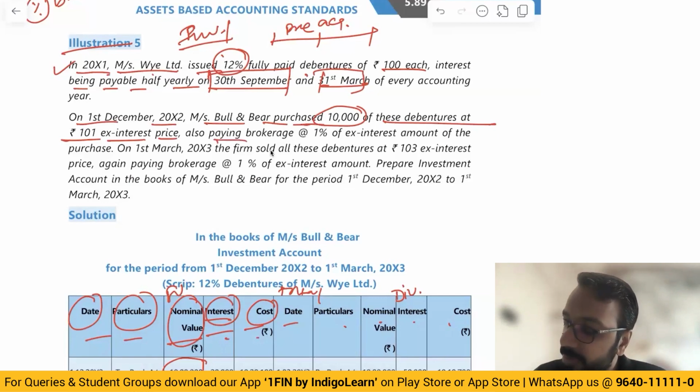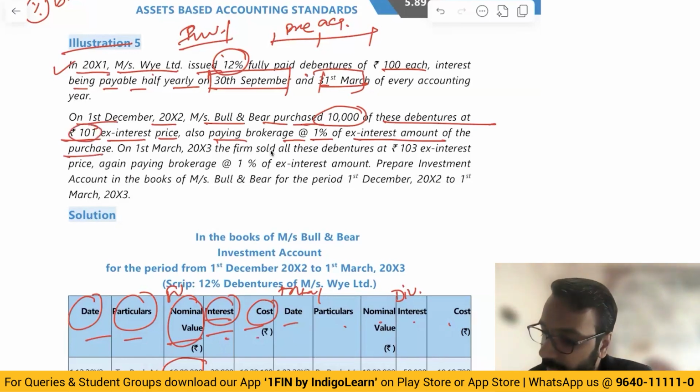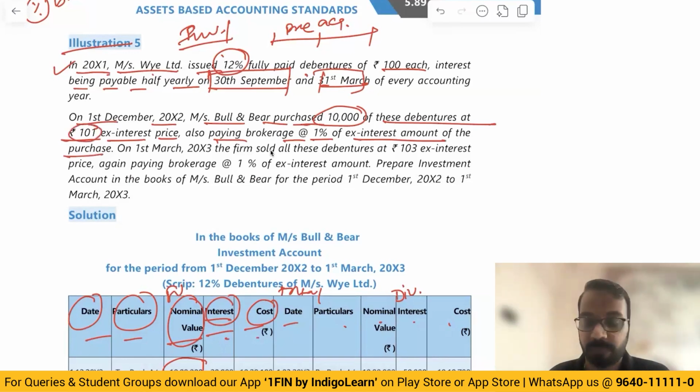Also paying brokerage at 1% of ex-interest amount of the purchase. If nothing is given, this value is the value that is considered for calculating brokerage. So this is the first thing. Now, first thing, when did we purchase?